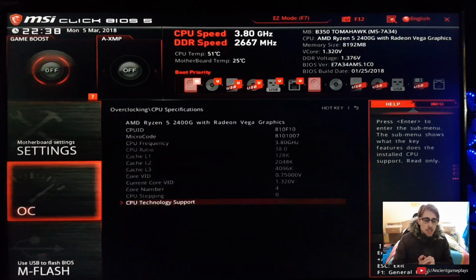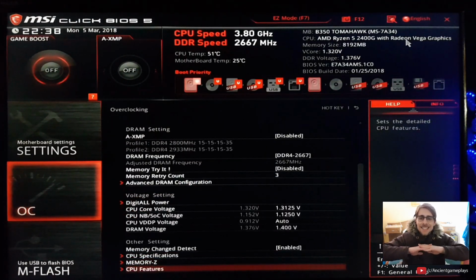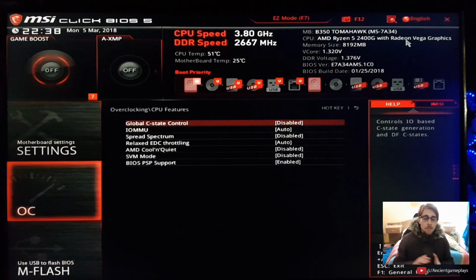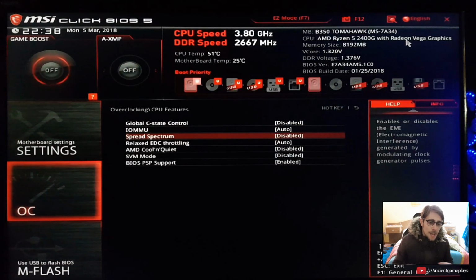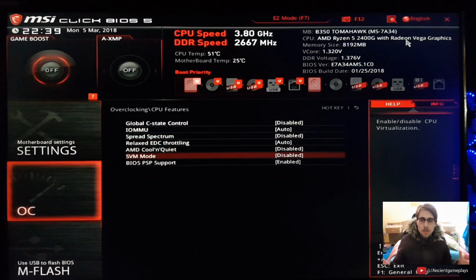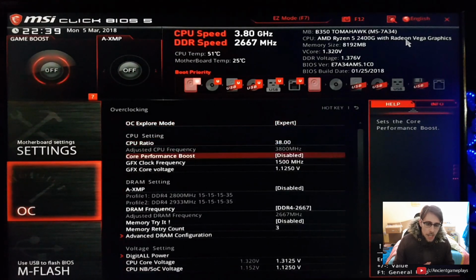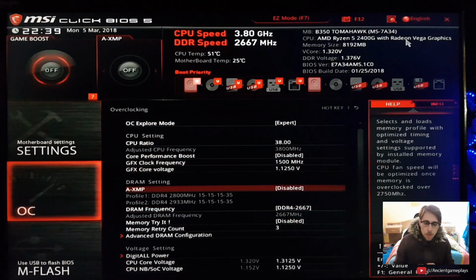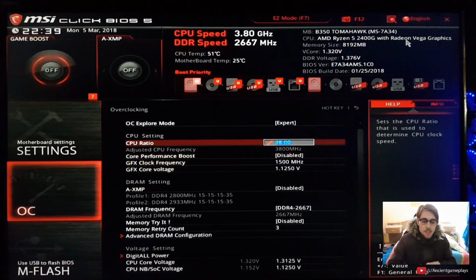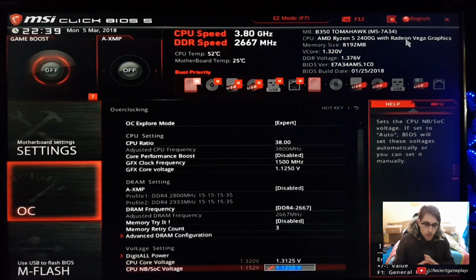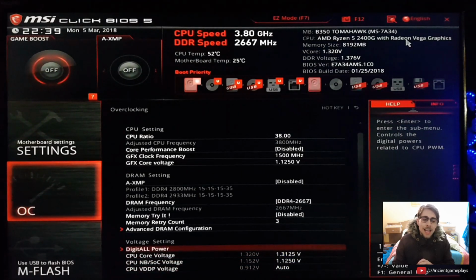On the CPU specifications, we have nothing. Let's go to the CPU features. I disable all the power saving features because they are useless to me. Global C-state usually is enabled, but I put it on disabled. Disable the spread spectrum in order to have a more stable overclock. And that's mostly it. Disable all the things about the power saving features. I don't know what this one is, so I leave it. So again, as you may see, the frequency, the voltage of the CPU core, CPU NB, CPU SoC, and several other options. Let's now go to the load line calibration.